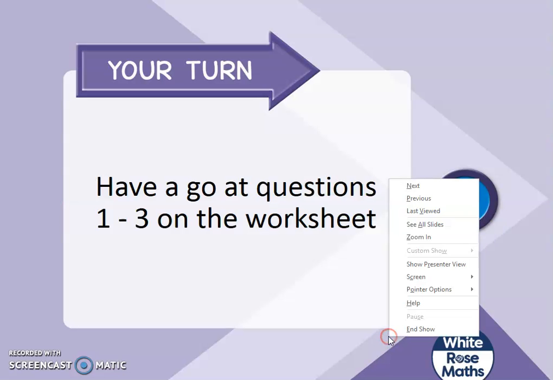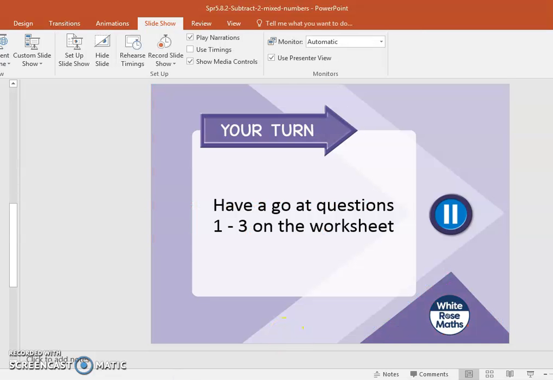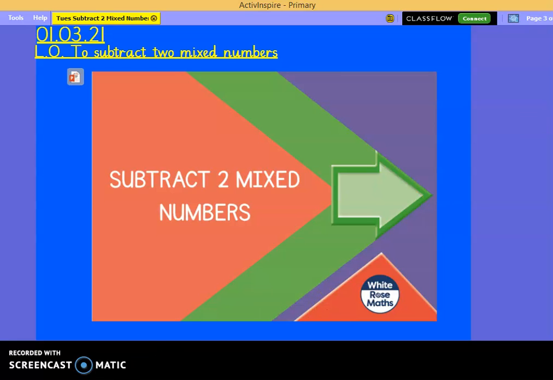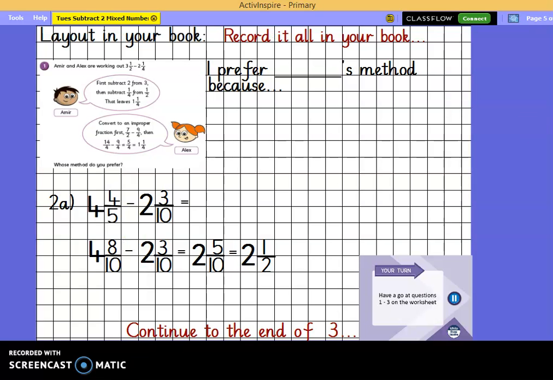It's your turn, please, to have a go at questions 1 to 3 on the worksheet. I'd like you to record that, please, in your book, like this. For number 1, neatly cut it out, stick it in, so you don't have to write it all out, and then say, I prefer whose method, and give your reason why.